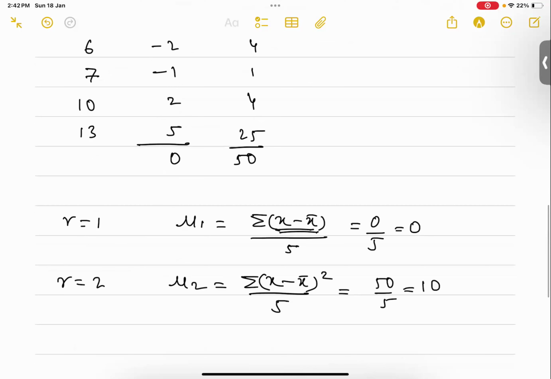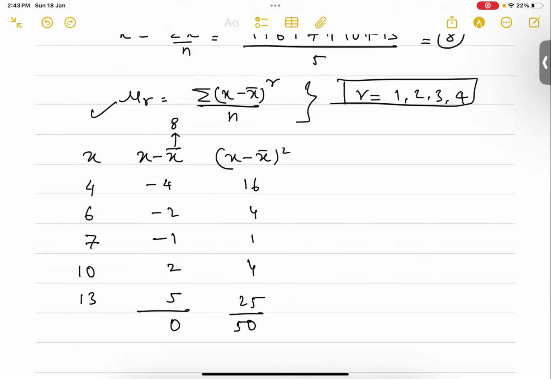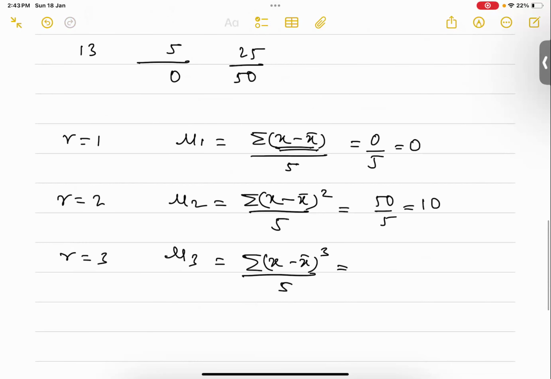So this is minus 64, minus 8, minus 1, 8 and 125. The total of this will be 60. So 60 upon 5, which is equal to 12. And then r is equal to 4, mu 4.